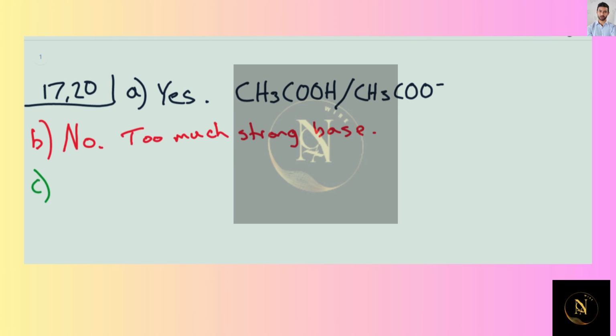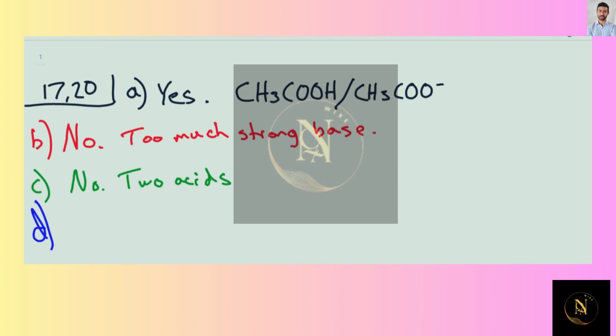In part C, the solutions that we're told are mixed are a solution of 100 milliliters of 0.1 molar acetic acid and 50 milliliters of 0.1 molar HCl. Now here we have two acids. And since we have two acids, we cannot form a buffer since there will be no reaction between the two.